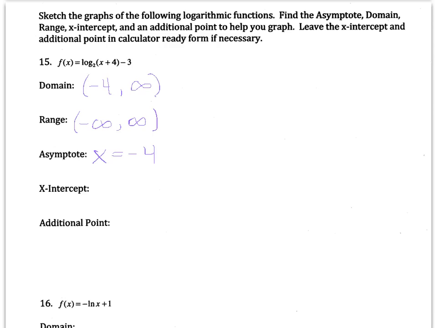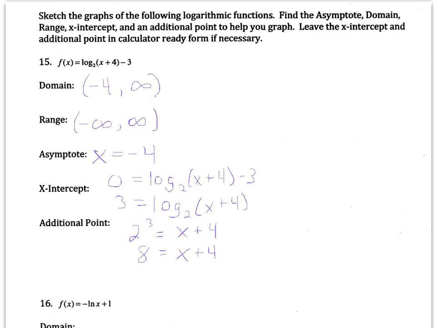To find the x-intercept, I want to set my logarithm equal to 0. So I have 0 equals log base 2 of x plus 4 minus 3. So if I add the 3 to the other side, I have 3 equals log base 2 of x plus 4. And if I exponentiate it, I have 2 to the third equals x plus 4. 2 to the third is 8. So I know that I will have my x-intercept at x equals 4.